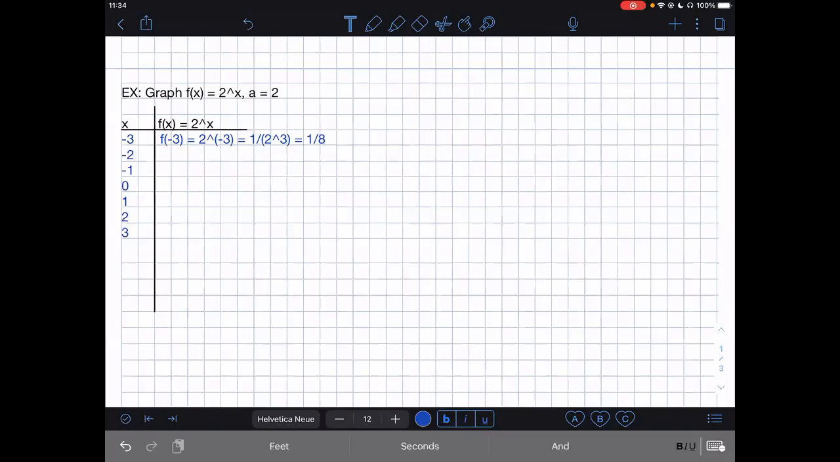Okay, so now let's plug in -2, so f at -2, 2 raised to the -2, that's going to give us 1/4. Then we have f of -1, which gives us 2 raised to the -1 power, which is just 1/2. And then f of 0, anything raised to the 0 power is just equal to 1.